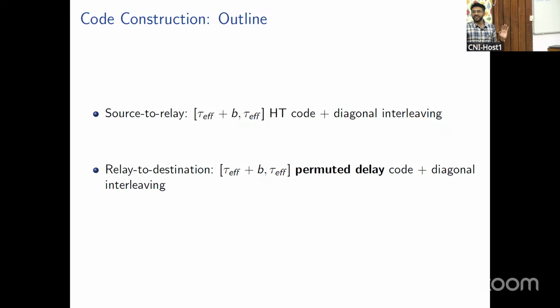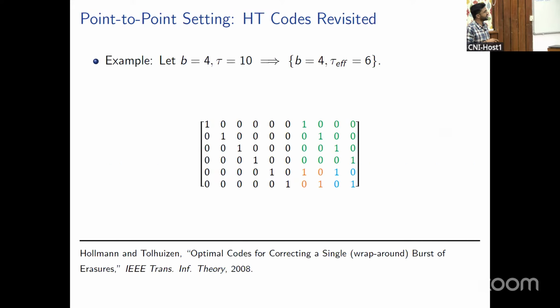In the relay to destination code, it turns out that the burst patterns that happen in the first link are going to induce some permutations on the message symbols. On the second link, we need to come up with a new code which will be facing some permuted message symbols, yet we have a decoding delay constraint on that, in the face of a channel which is going to introduce a single burst of size b. And this is where our construction comes in. The first link is anyway the HT code, so I'll just do a quick recap. This was the HT code that we saw earlier.